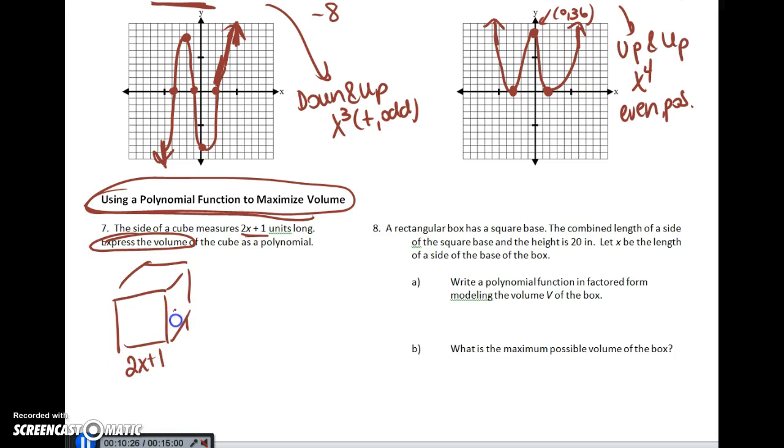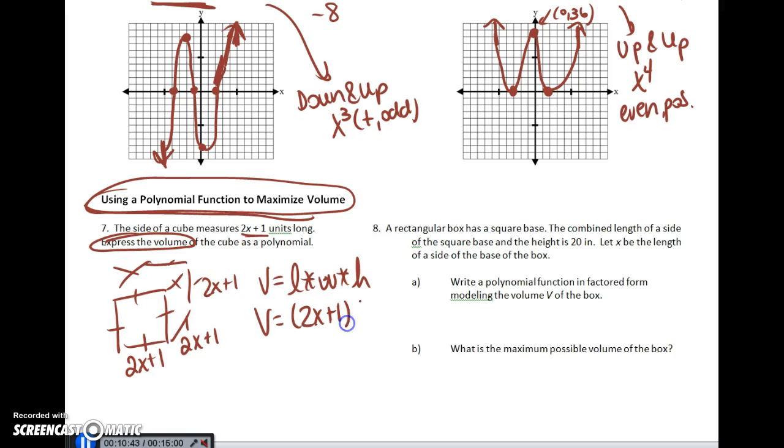If it's a cube, I know all of these sides must be the same. So that means the length, the width, and the height all have to be 2x plus 1. Volume is length times width times height, so I can just write the volume as (2x plus 1) cubed. And once again, since this just says express the volume, we're not going to maximize until number 8.